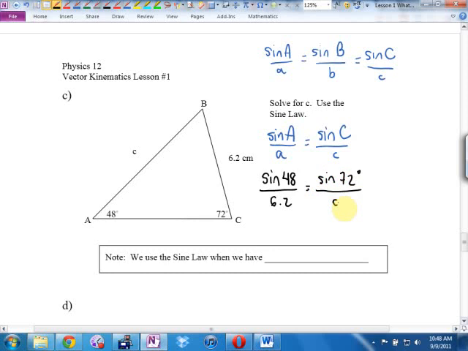Andrew, my friend, call me silly, but once again, do I not see one fraction equals one fraction? Stuff moves diagonally. The c is going to move to the top over there. The sine 48 moves to the bottom. No, for you guys it's backwards, sorry. The sine 48 moves to the bottom, the c moves to the top over there, and the 6.2 also moves up. For what it's worth, c is going to be 6.2 sine 72 divided by sine 48. And I'll write that in my notes.